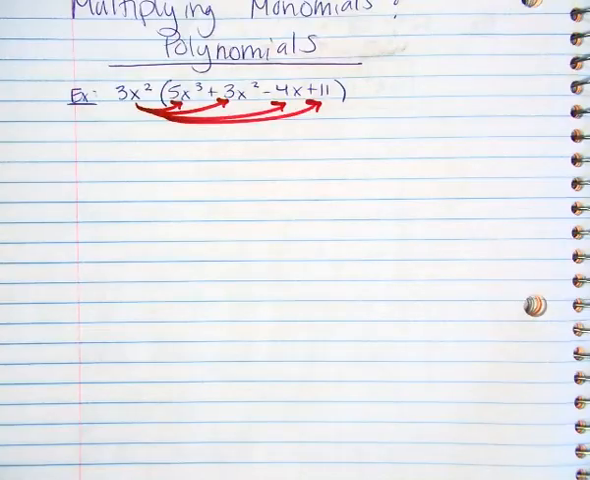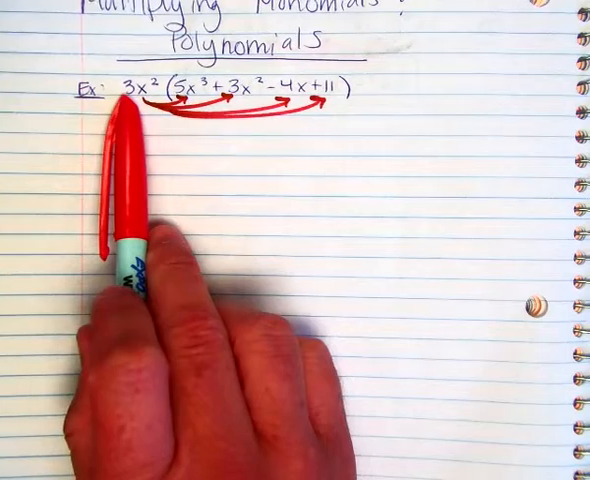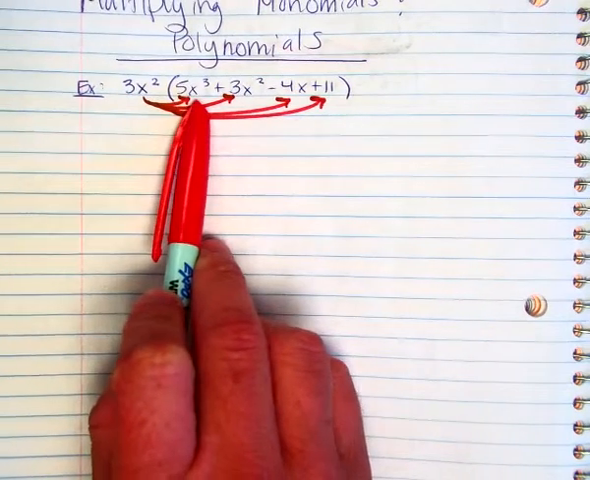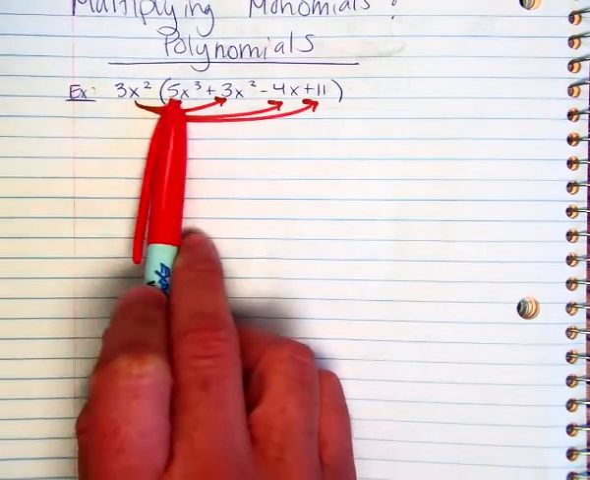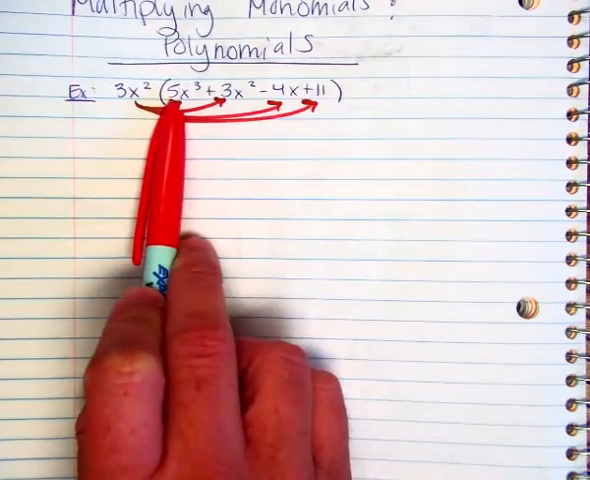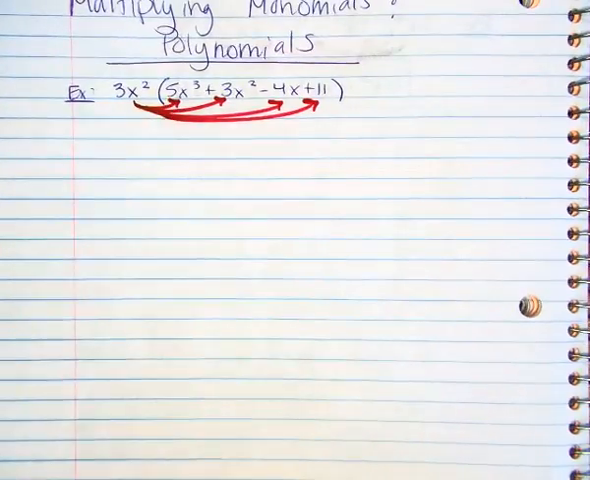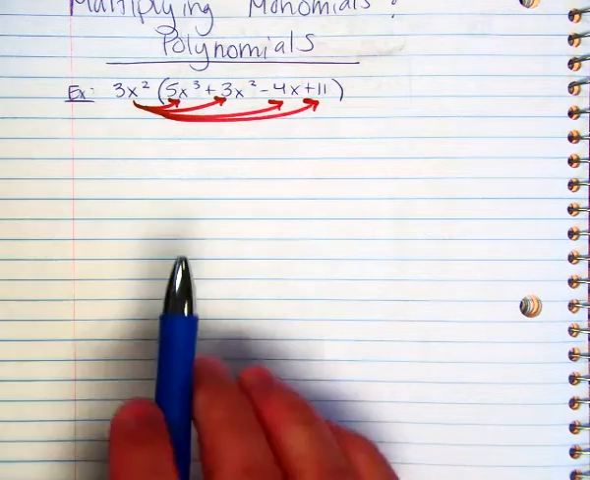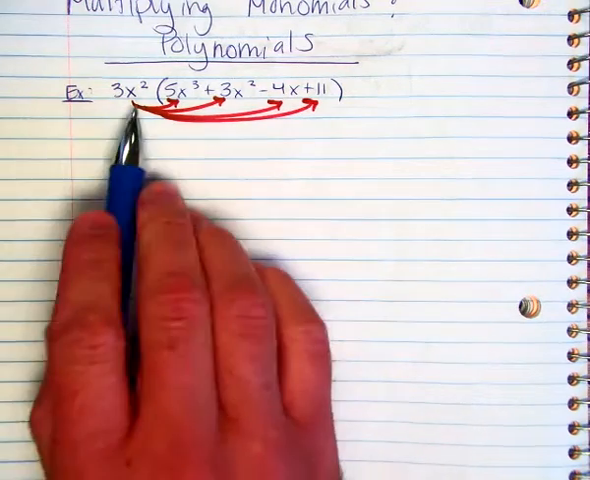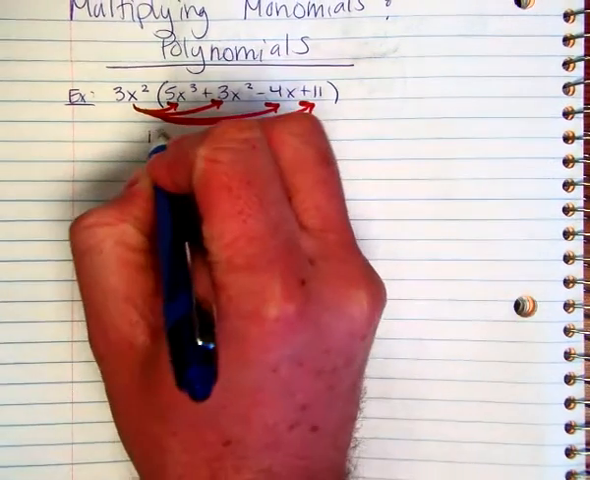Someone raise your hand and tell me, this first one I'm going to do is 3x squared times 5x cubed. Someone tell me, what am I doing with the coefficients, the 3 and the 5? Peter? I just multiply them together. So let's start with this and follow along in your own notes, please. 3 times 5 will give me 15.